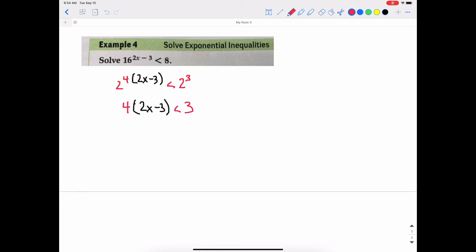And then we solve this just like you would with an Algebra 1 question. So it would be 4 times 2x is 8x. 4 times negative 3 is negative 12. That's going to be less than 3. And then we will add 12 to both sides. So 8x is less than 15, and then divide by 8. And 15/8 is good enough for the answer, so x is less than 15/8.